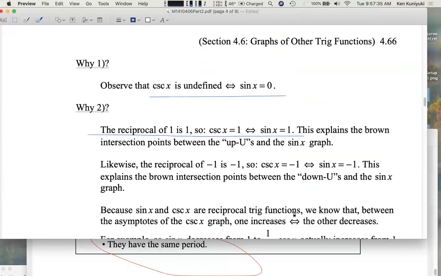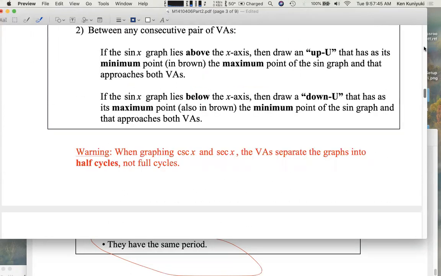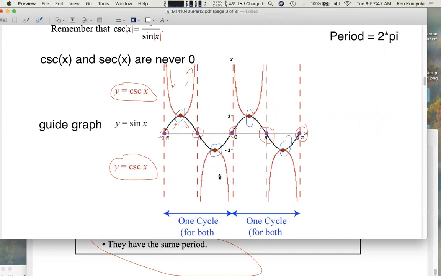Likewise, the reciprocal of -1 is -1. So cosecant of x is -1 exactly when sine of x is -1. So for every value of x where the sine value is -1, like here and here, cosecant of x, the reciprocal, will also be -1. So for this value of x and for this value of x, because sine of x is -1 here and here, cosecant of x is also -1 here and here.